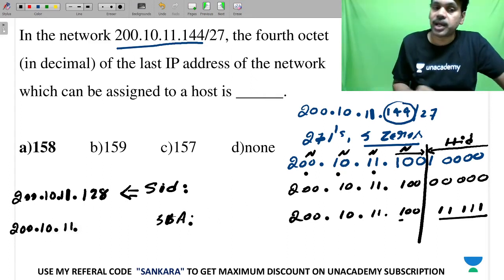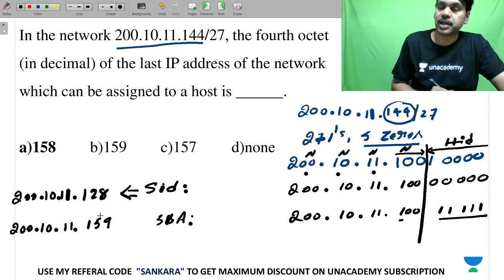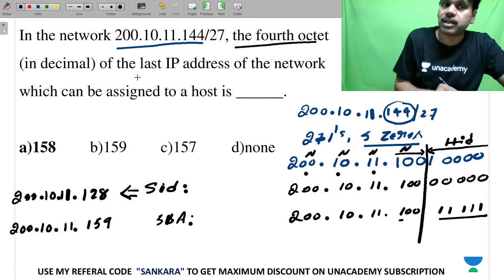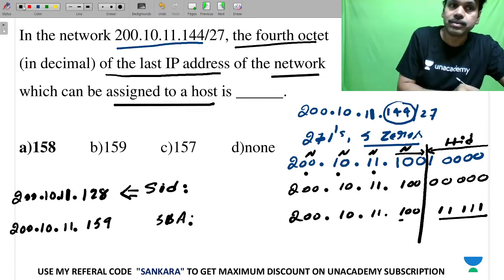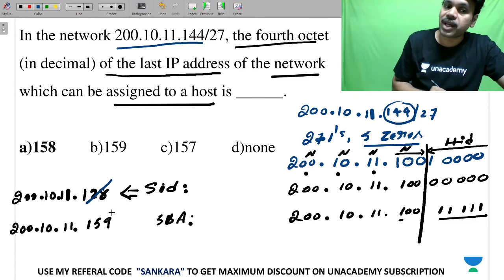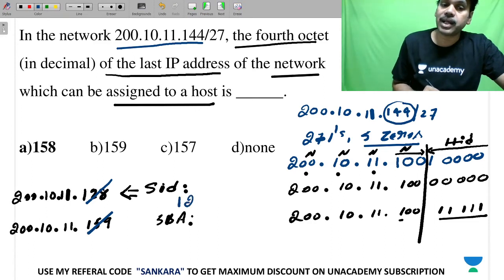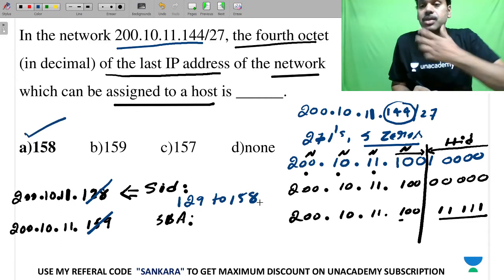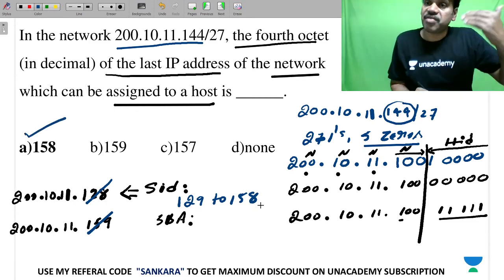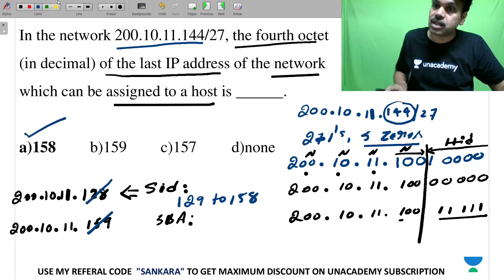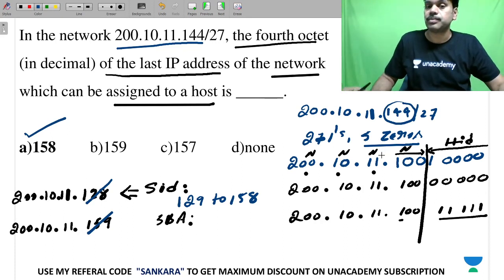200.10.11.128 plus 31 is 159. But we don't want that, he is not asking for the block broadcast. He asks for the fourth octet of the last IP address of the network which can be assigned to a host. You cannot assign these because they are reserved. You can use only the middle numbers, that is 129 to 158. So your answer: the last number which can be used is 158, and the first number which can be used is 129, because 128 and 159 are reserved and cannot be used. Okay.